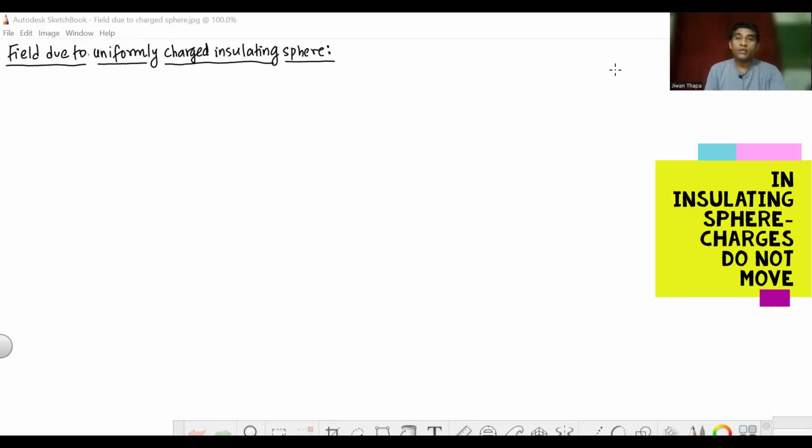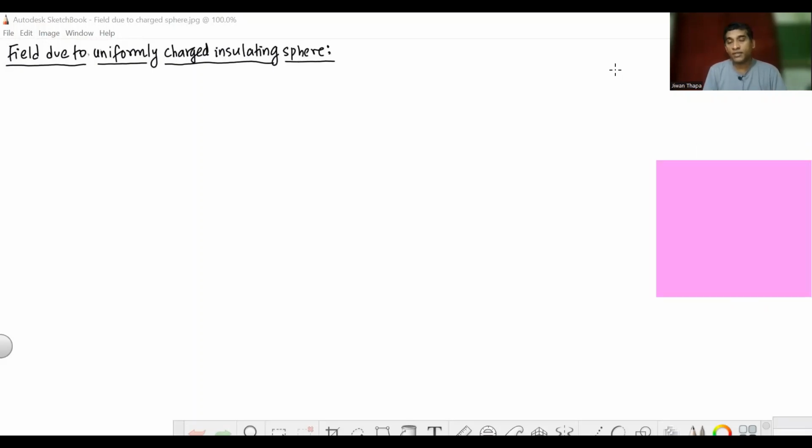Hello everyone. Today we are going to discuss the field due to a uniformly charged insulating sphere by using the Gauss law. This is an application of Gauss law.